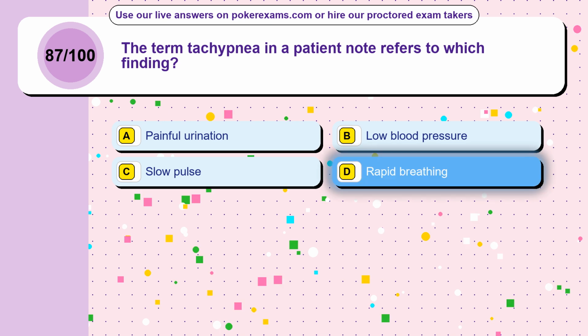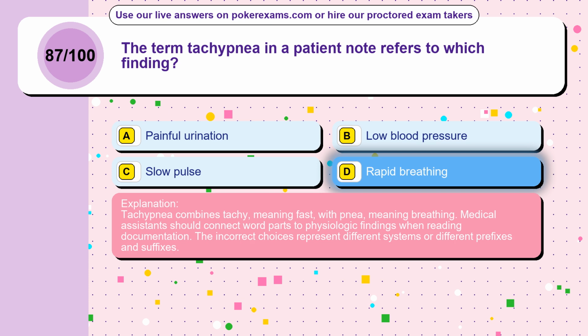The correct answer is option D. Rapid breathing. Tachypnea combines tachy, meaning fast, with pnea, meaning breathing. Medical assistants should connect word parts to physiologic findings when reading documentation. The incorrect choices represent different systems or different prefixes and suffixes.